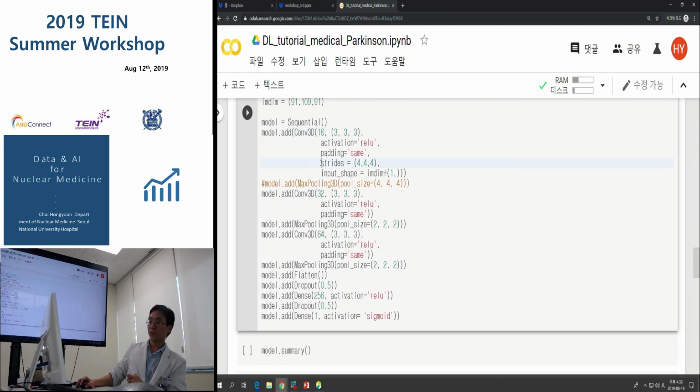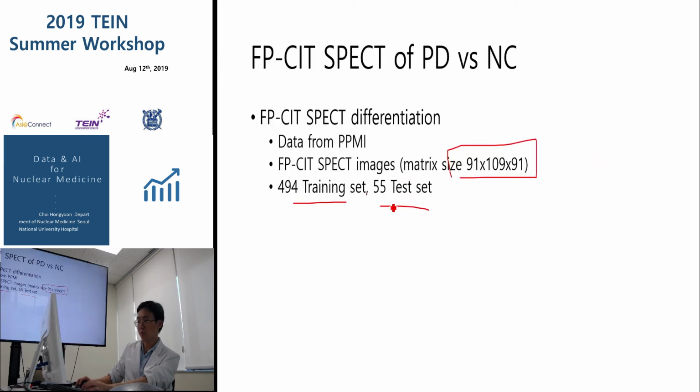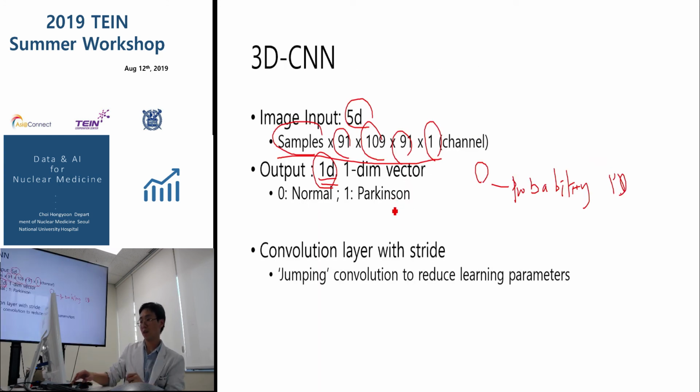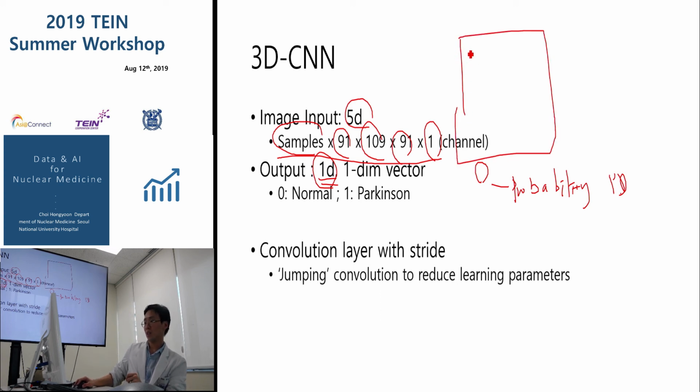And we will use another parameter, strides. Strides means the jumping step. For example, for the 2-dimensional case, if there is a 28 by 28 image, the first convolutional filter will be applied here, and then it will be applied here and here.